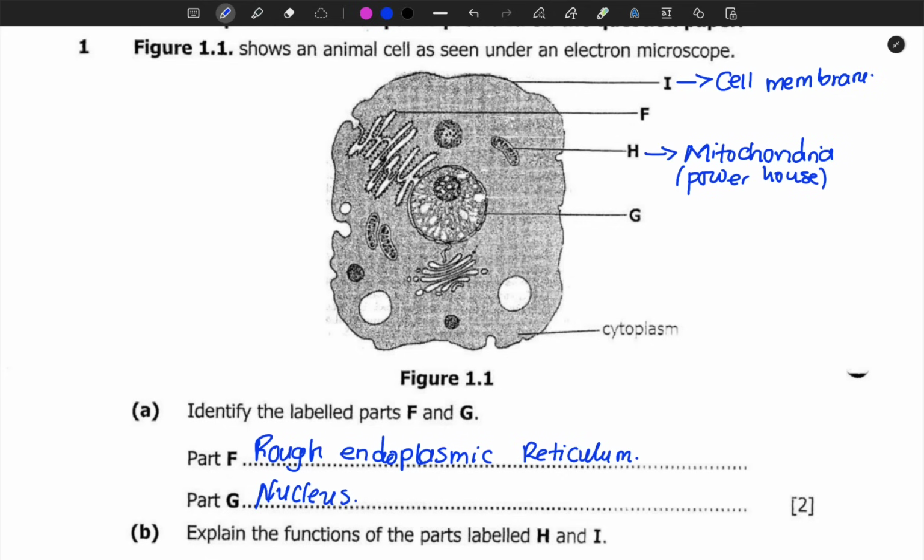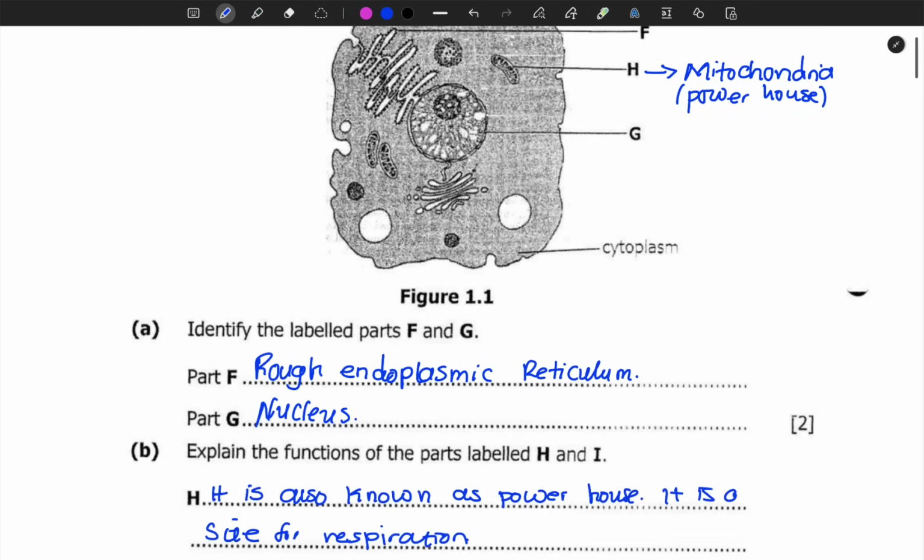What do we mean by that? We say it is a selectively permeable membrane, which means it selects. It allows substances that are useful to enter and substances that have no use to exit. That's why we say it allows some substances to enter and leave the cell.